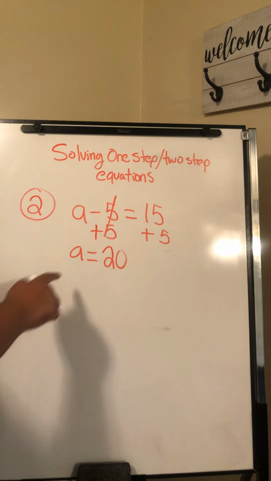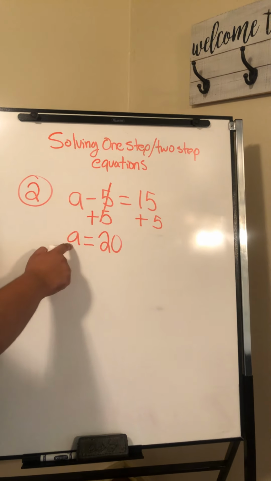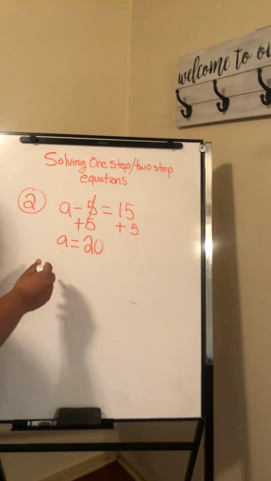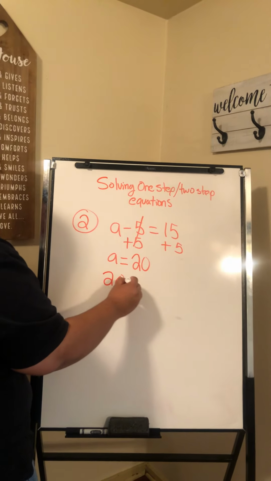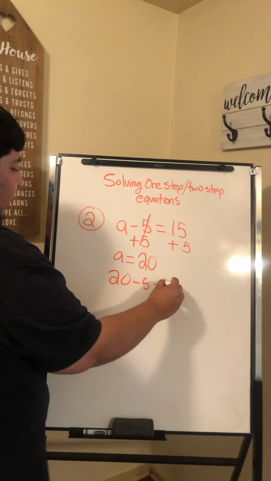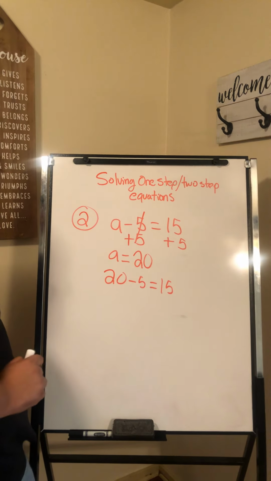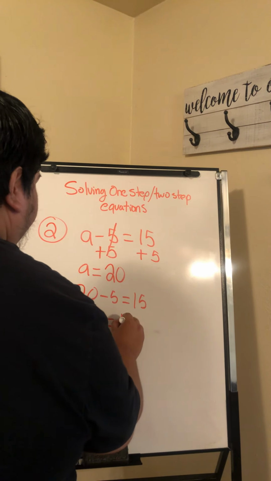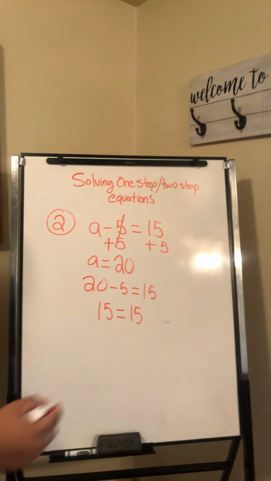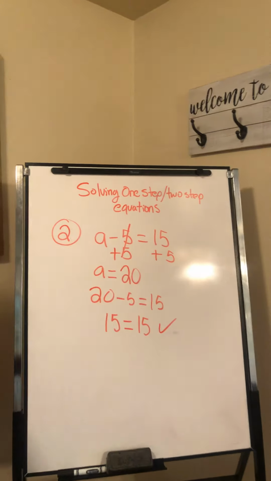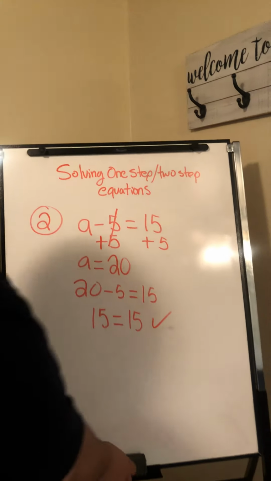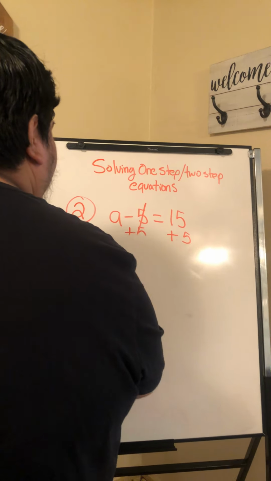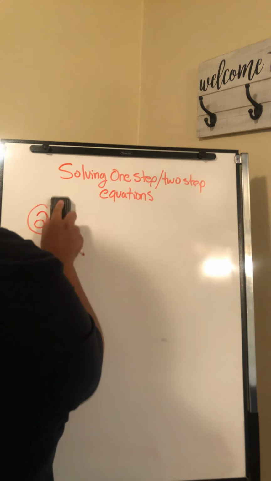Yes, you can. Now, notice how A equals 20, meaning wherever you have an A, you're going to plug in 20. So here's my A. So I'm going to rewrite the equation. It's going to be 20 minus 5 equals 15. What is 20 minus 5, guys? 15, right? Does 15 equal 15? Does it? Yes, it does. So that means you are correct. Now let's start amping it up a bit, where we involve multiplication and division.